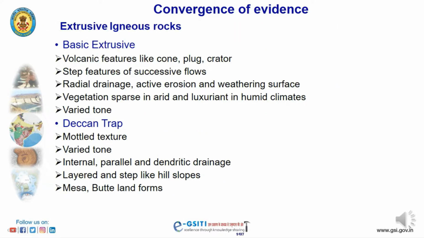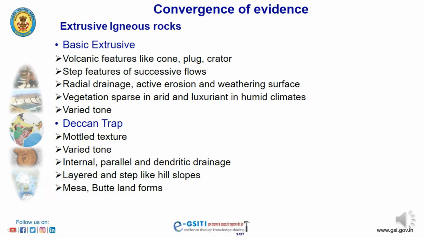Convergence of evidence for extrusive igneous rocks. Basic extrusives form volcanic features like cone, plug, craters. Step features of successive flows are visible and interpretable from satellite imagery. Radial drainage, active erosion and weathering surfaces are visualized from satellite imagery. They are of varied tone. Vegetation is sparse in arid and luxuriant in humid climatic conditions.